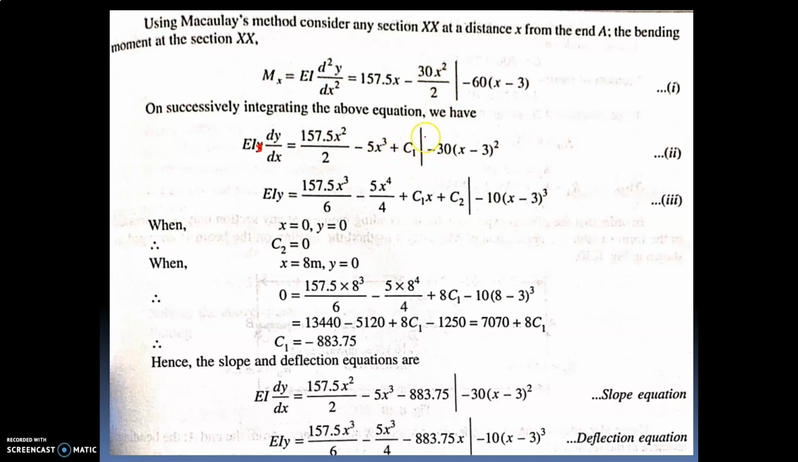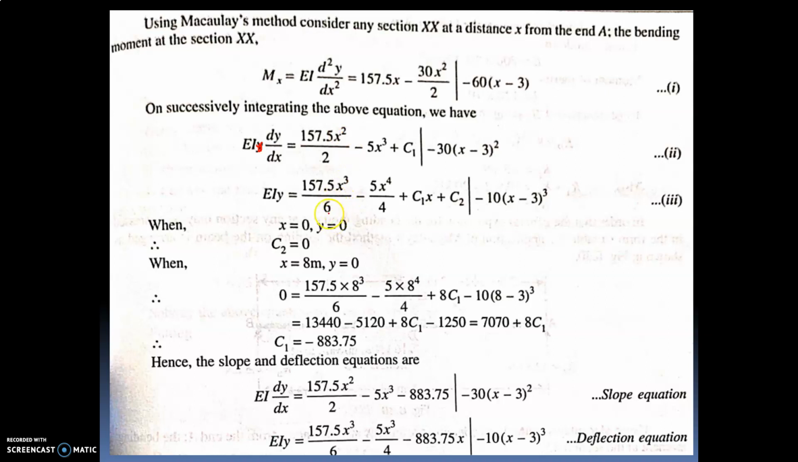You have to add here minus. The next term is this one, again consider this as one term. So integration of x minus 3 is x minus 3 whole square divided by 2. So 60 divided by 2 is 30. So this equation is the slope equation. Again integrate this, you get the deflection equation. That is EI into y, integration of dy by dx is y, that is equal to 157.5 divided by 2 into x cube by 3.